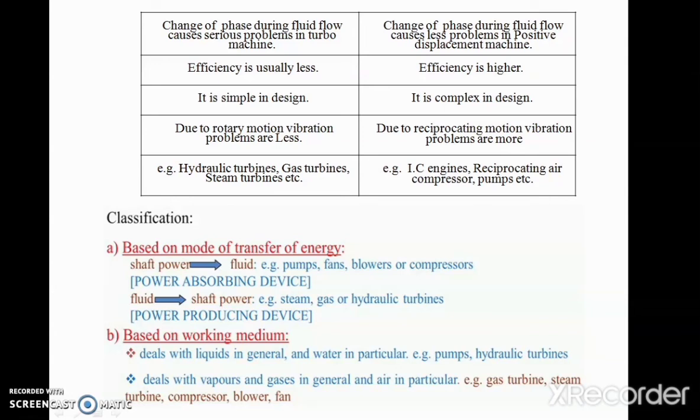Now turbo machines generally have less efficiency compared to positive displacement machines. Now you will say that if the efficiency of the positive displacement machine is higher than the turbo machine, then why are we preferring turbo machines? Why are we not going for positive displacement machines everywhere?